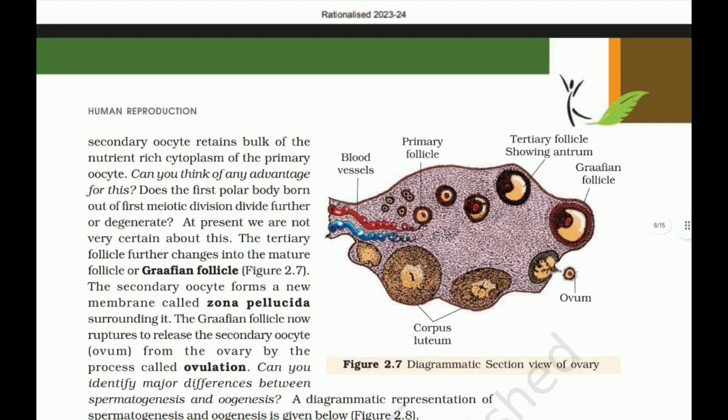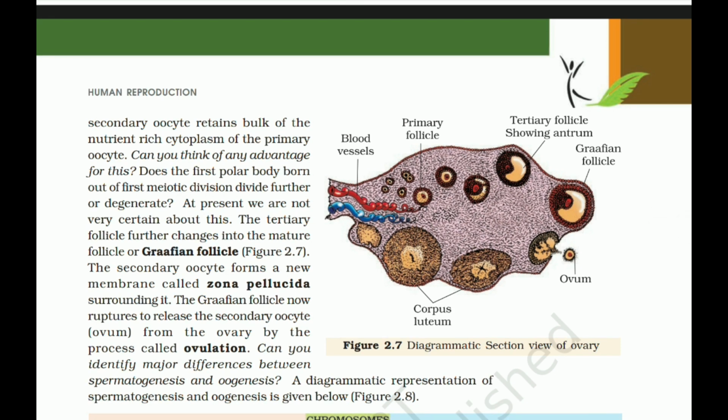The tertiary follicle further changes into the mature follicle or Graafian follicle, figure 2.7. The secondary oocyte forms a new membrane called zona pellucida surrounding it. The Graafian follicle now ruptures to release the secondary oocyte (ovum) from the ovary by the process called ovulation.